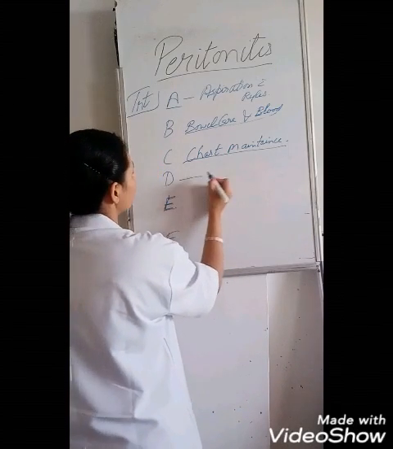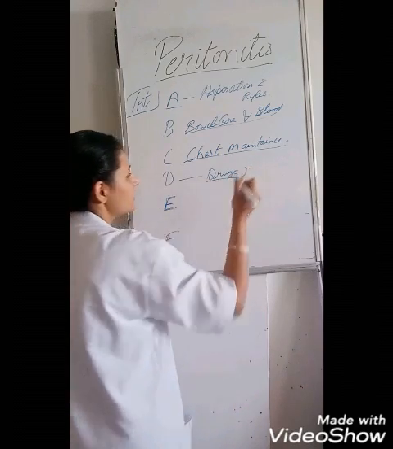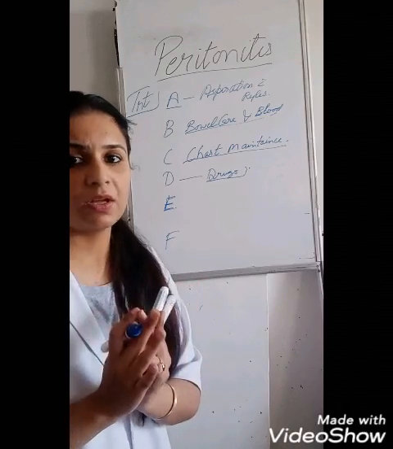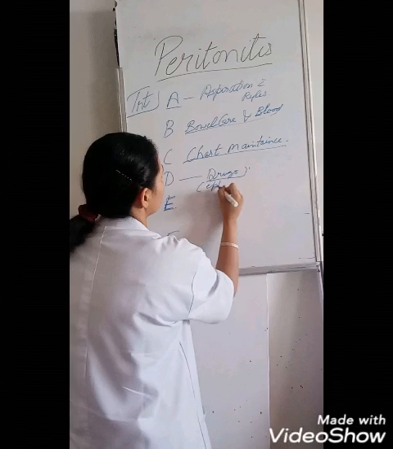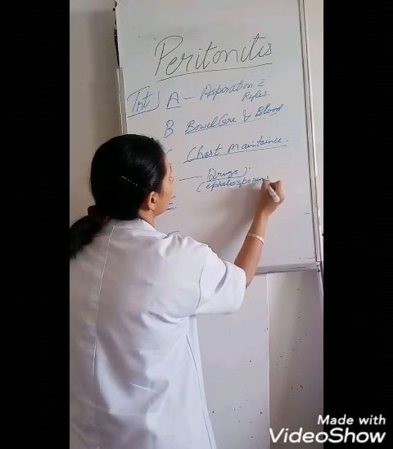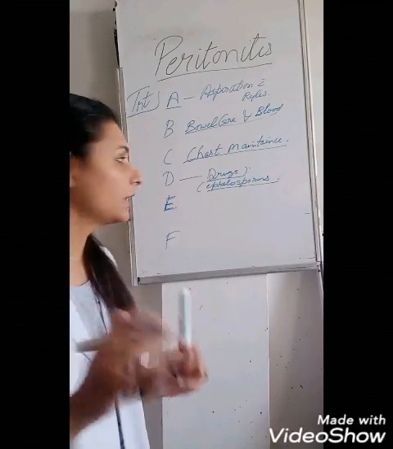Then in D, give the drugs, antibiotics. The antibiotics cover both aerobic and anaerobic organisms. Usually cephalosporins are given, or an antibiotic which covers both the aerobic and anaerobic.